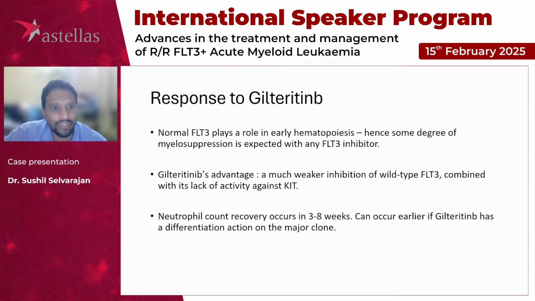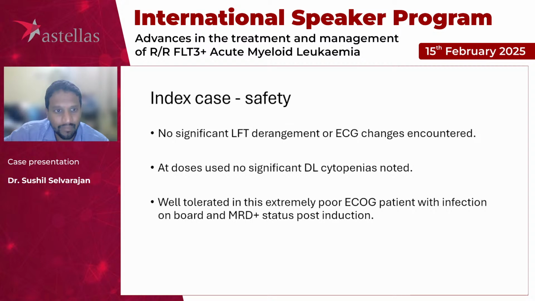I'd just like to briefly talk about the fact that we know that normal FLT3 plays a role in early hematopoiesis, and some degree of myelosuppression is expected with any FLT3 inhibitor. The advantage of gilteritinib is that it's a much weaker inhibition of the wild-type FLT3 combined with its lack of activity specifically against KIT, which is a problem with some of the other FLT3 inhibitors. And the neutrophil count recovery often occurs fairly rapidly, and if the gilteritinib has the differentiation action on the major clone, it often has an earlier recovery than even 3 weeks.